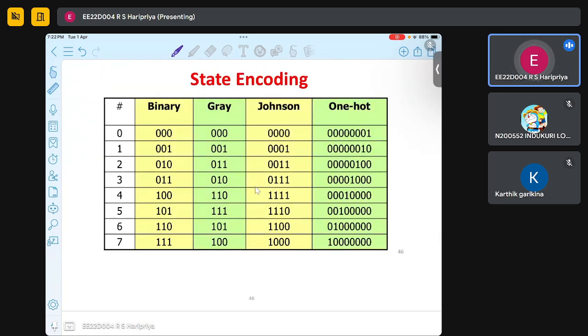So if we use binary, this is the encoding. If we have 8 states, 0 to 7, so 1, 2, 3, 4, 5, 6, 7, 8, one-hot will have 8 bits. And gray code again 3 bits. Johnson and gray differ by each previous, and this will differ by only 1 bit.